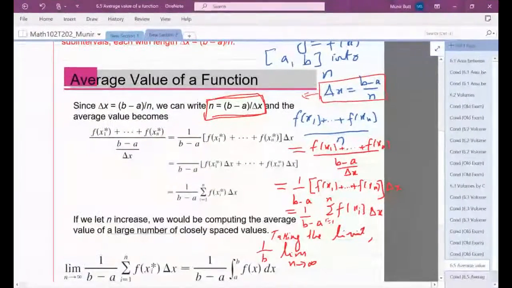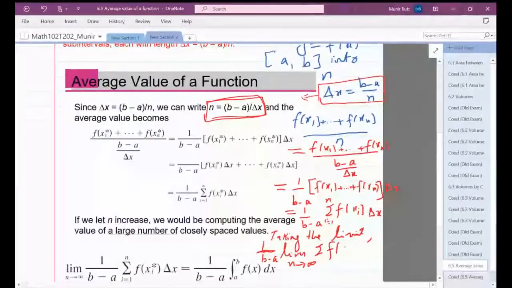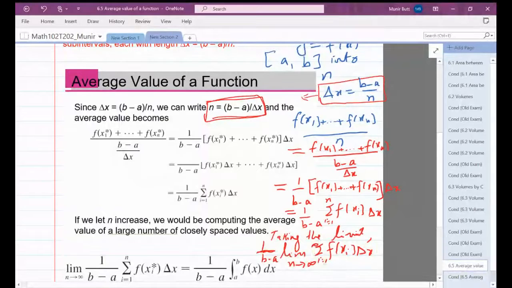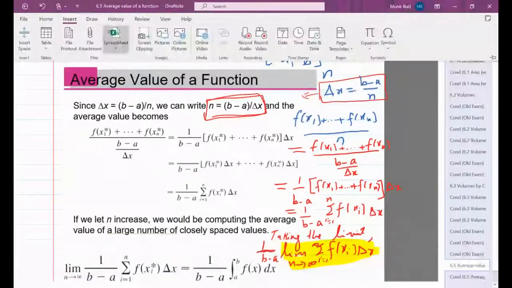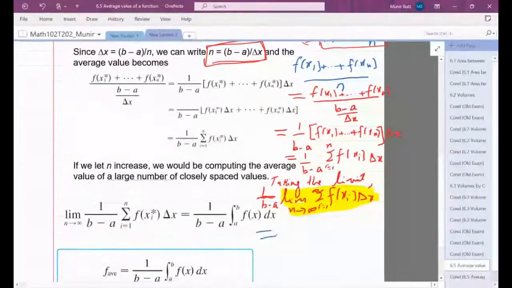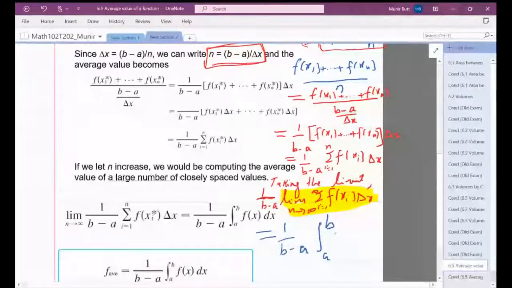Since 1 over b minus a is constant, we can take this out, and the sum of f of xi times delta x, i varies from 1 to infinity. Now it is very clear that this value is actually the definition of the definite integral. So therefore we conclude that this value is equal to 1 over b minus a times the integral from a to b of f of x dx.